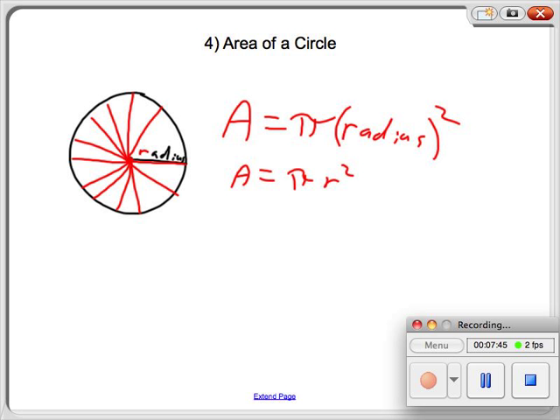Quick example, if the radius was 4, the area is simply going to be pi times 4 squared, or pi times 16.